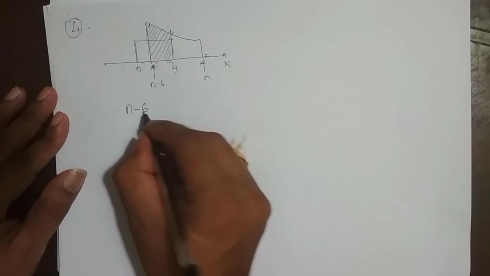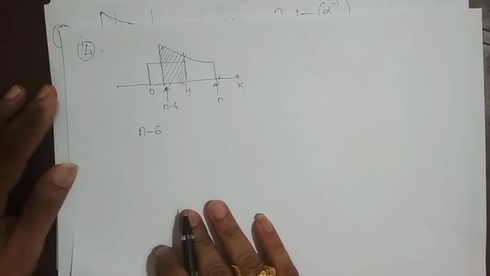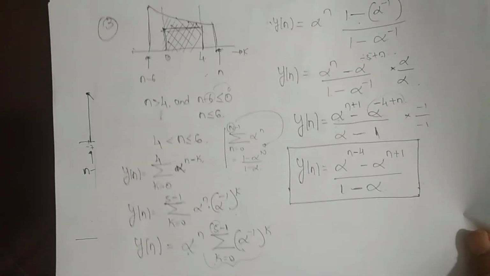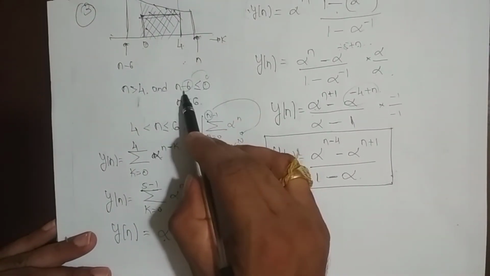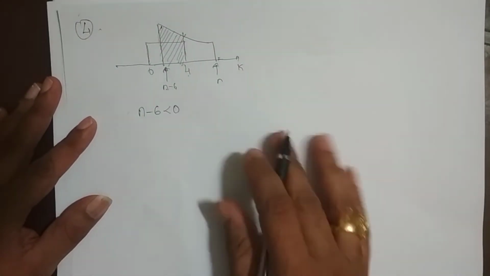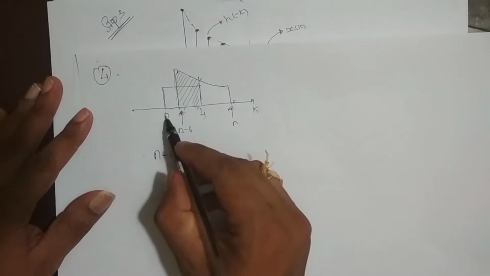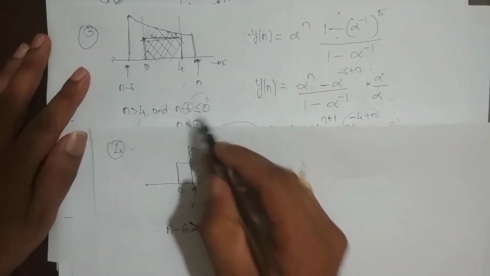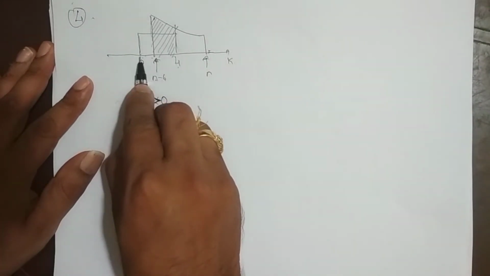When n minus 6 is... did I include 0? Okay, now when I included 0, when n minus 6 is less than or equal to 0, I should exclude 0, right? I'm sorry, when n minus 6 is greater than 0, I cannot put greater than or equal to 0. Why? Because I have already included 0 here. Okay, when n minus 6 is greater than 0, till greater than 0 in the sense here, right?